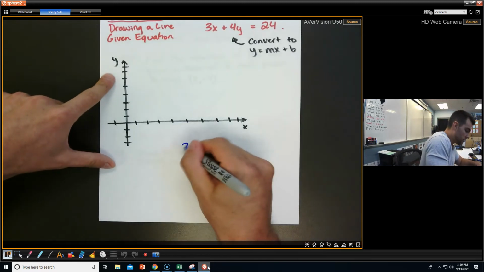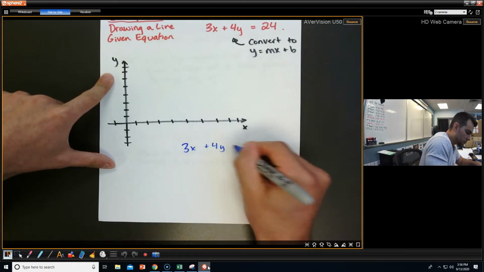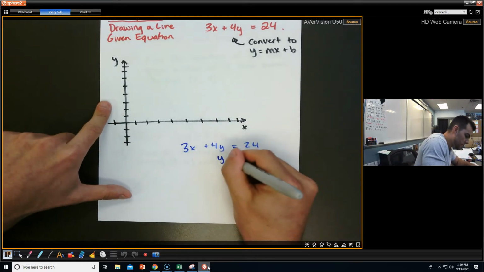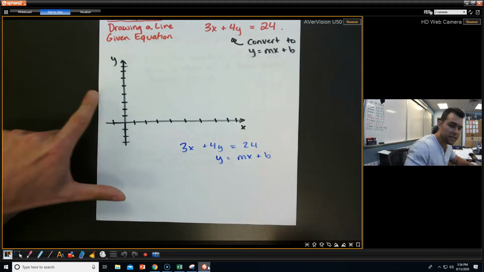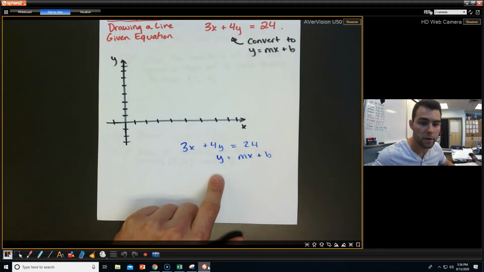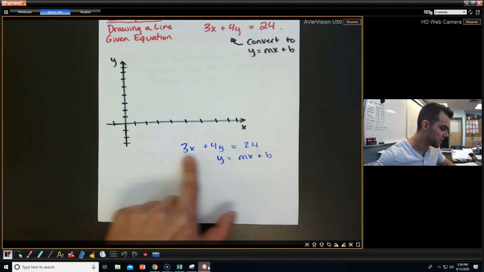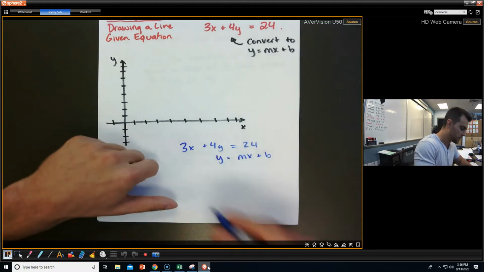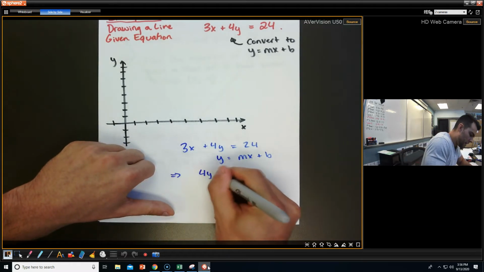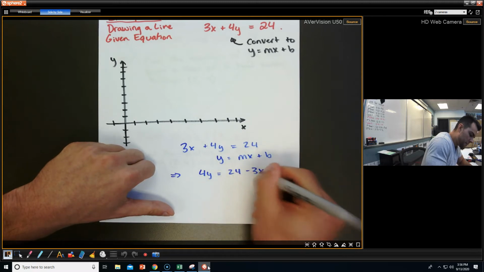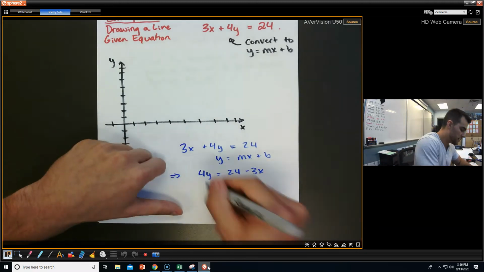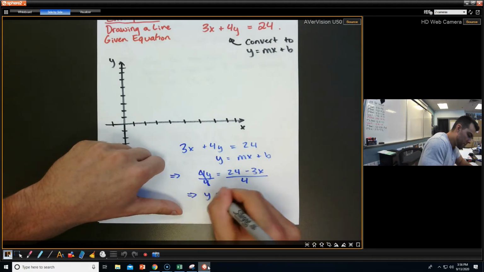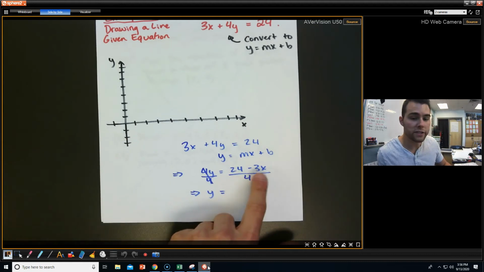Let's bring 3x plus 4y equals 24 down here. And we want it to look like y equals mx plus b. So basically, y is getting isolated by itself. So if I can rearrange this guy to do that, it's going to look like y equals mx plus b. Let's do that. I'm going to move my 3x over. So I get 4y equals 24 minus 3x. And now I can just divide both sides by 4.